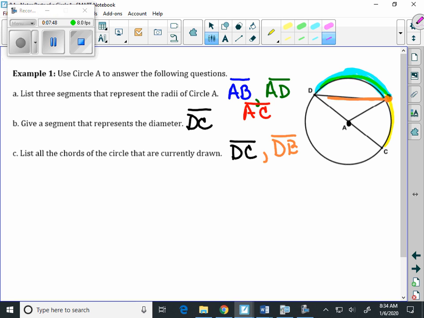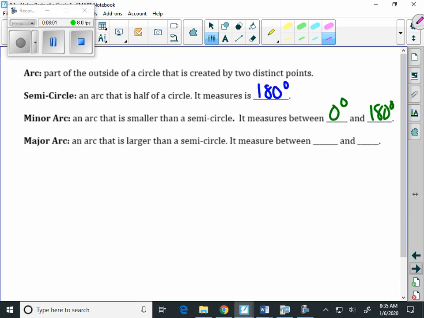Consequently, a major arc would be something that goes from here to there. And you can probably infer from that an arc that is larger than a semicircle is going to measure between 180 degrees and 360. It has to be more than 180 degrees, but less than 360 degrees for a major arc. Minor is between 0 and 180, major is between 180 and 360.